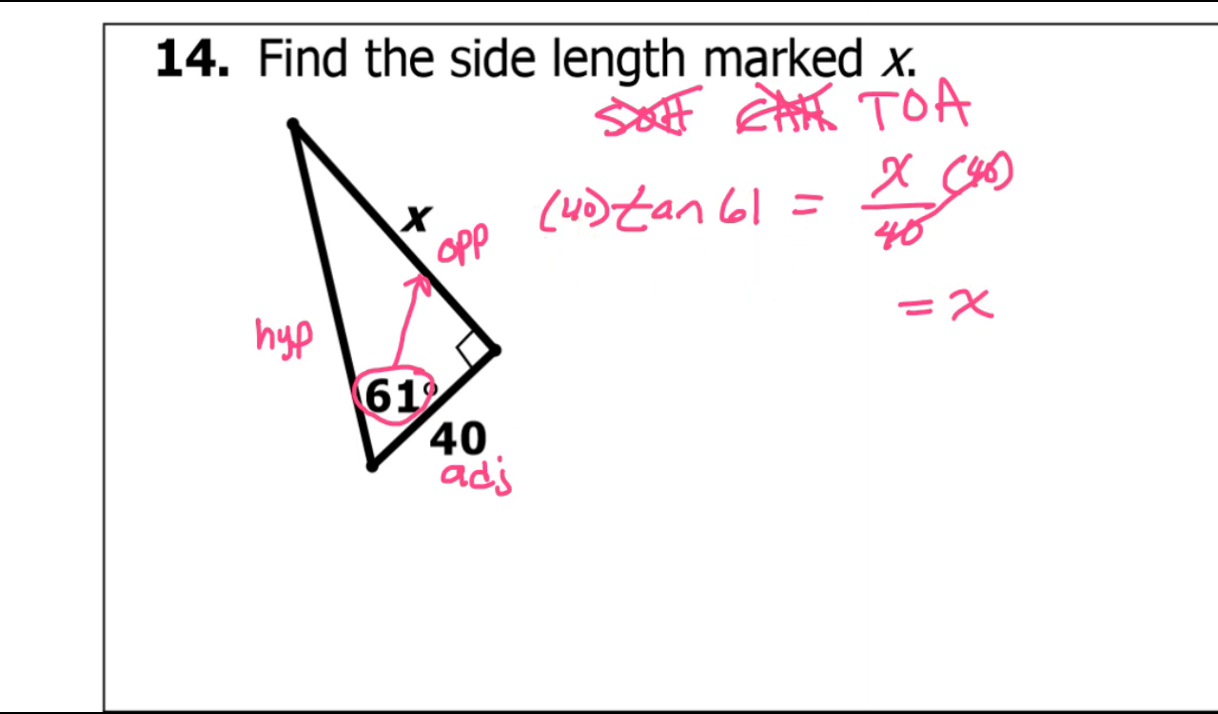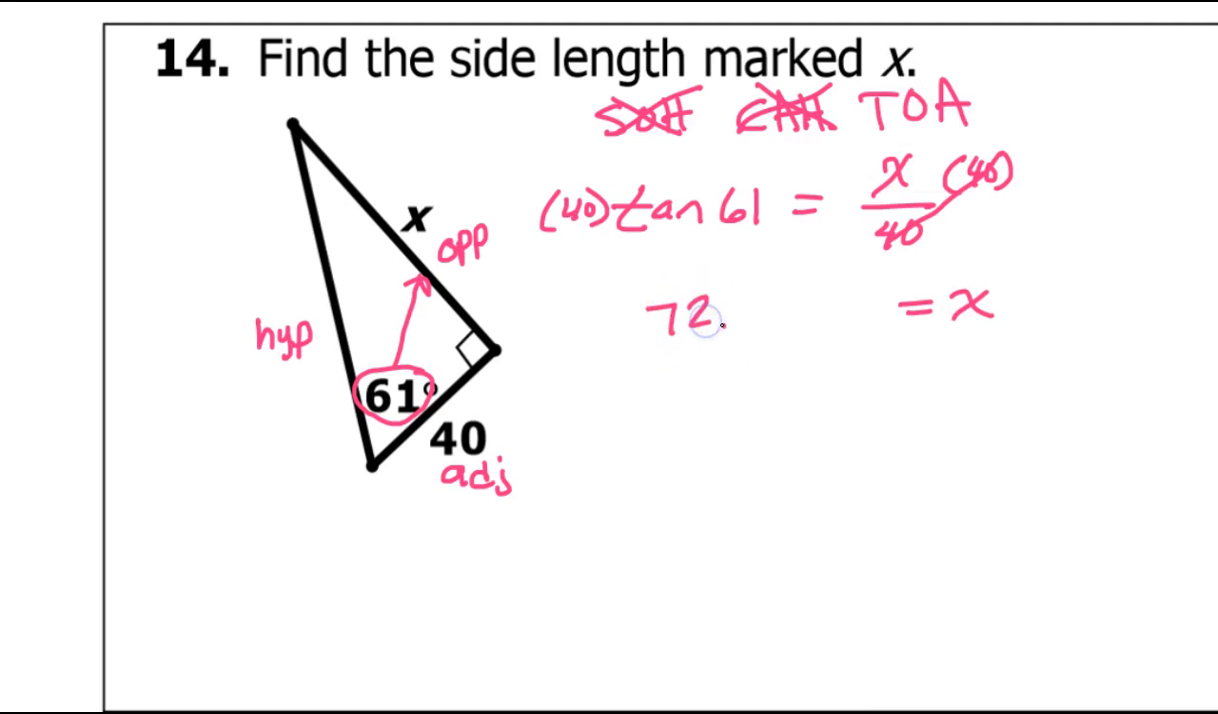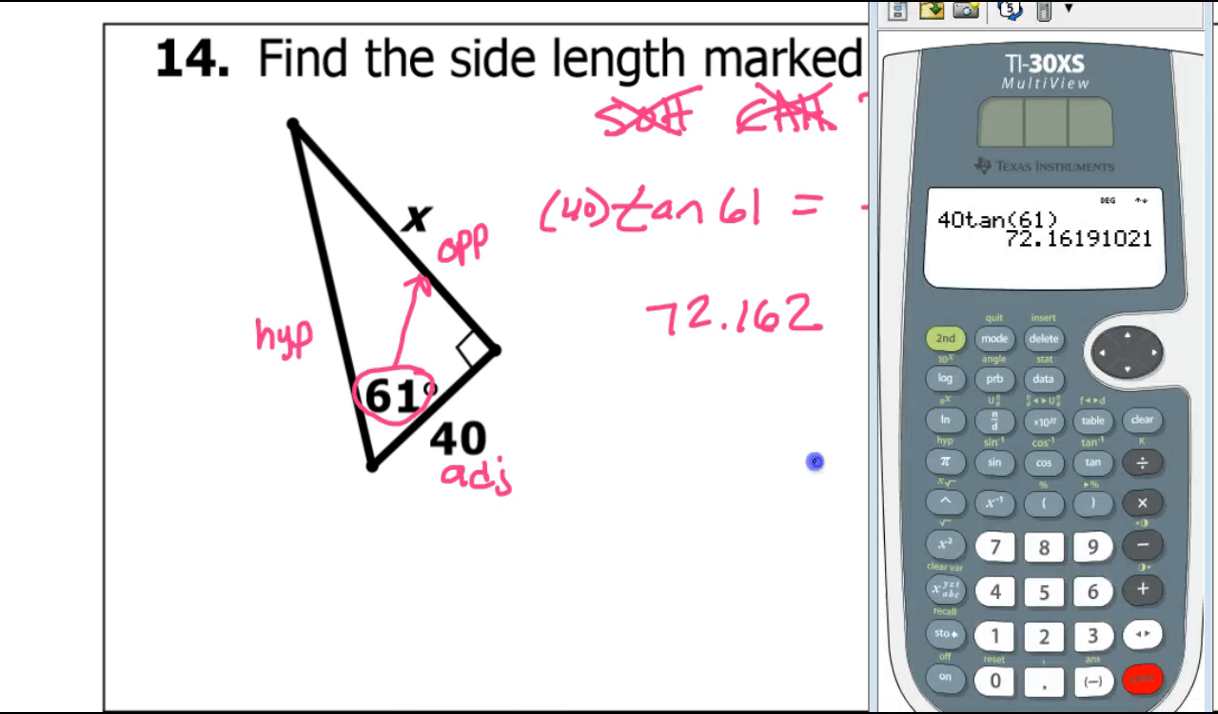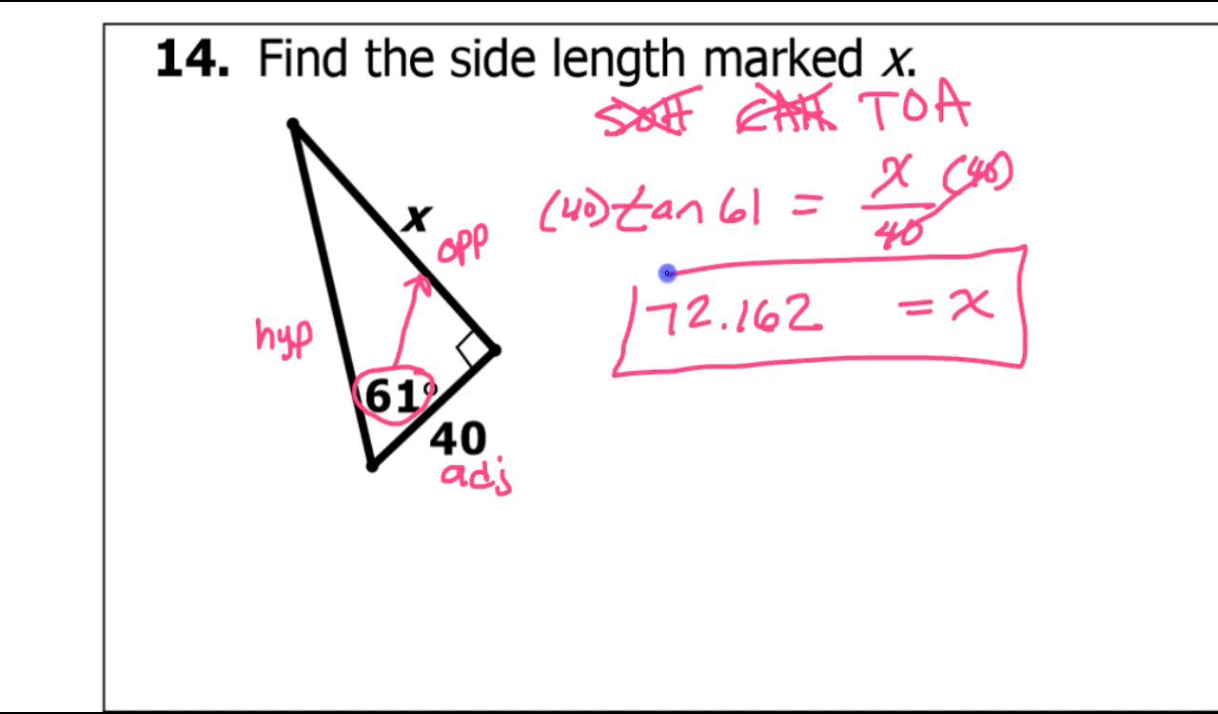And then this can just go straight in the calculator. And you can just type it the way it looks, except you don't even need the parentheses. You can just write 40 tangent 61. Alright? Use 3 decimal places unless they say otherwise. So that's 72.162. Got to round up. Alright, did I say that right? 72.162. Okay, so that's it. That is the length of the side marked x.